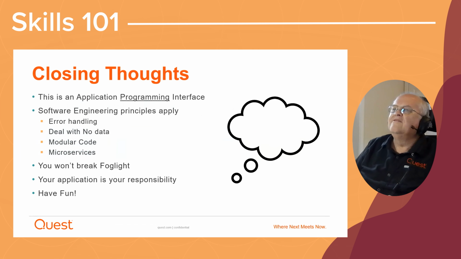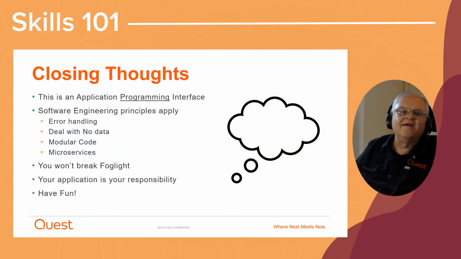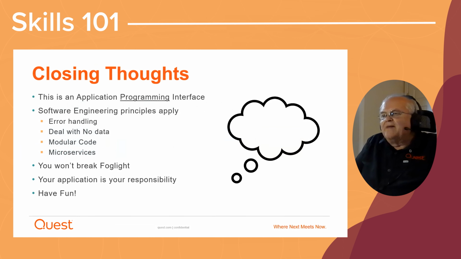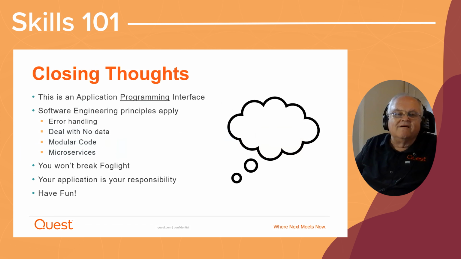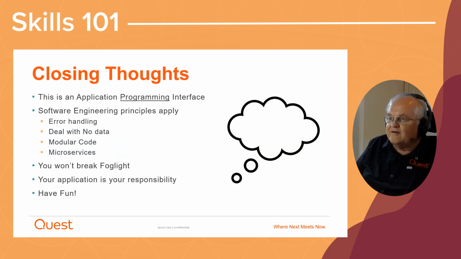And some closing thoughts here. This is an application programming interface, okay? You're writing applications, you're writing a program. So software engineering principles apply. You want to do error handling, you want to deal with no data. Make your code modular, do one thing and one thing only, and maybe take a look at microservices. This is a great way to do microservices.